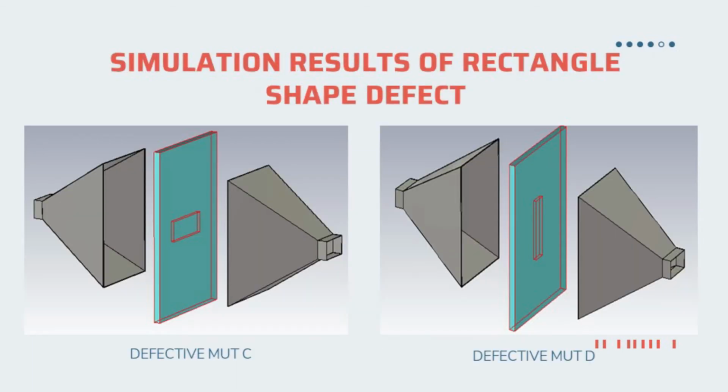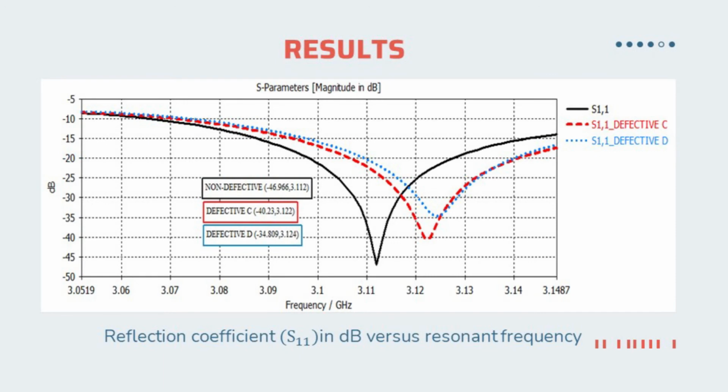This figure shows the defective MUT in the form of a rectangle. Defective MUT-C and defective MUT-D have different dimensions of rectangle. This figure shows the reflection coefficient versus resonant frequency of non-defective, defective MUT-C and defective MUT-D. Simulation points out that when there is a void in the form of a rectangle in the MUT, there will be a change to the resonant frequency.